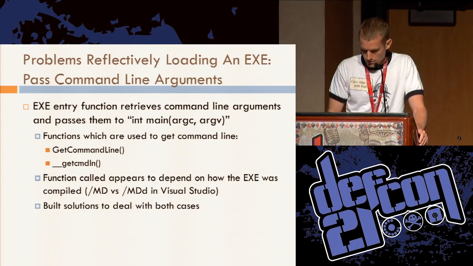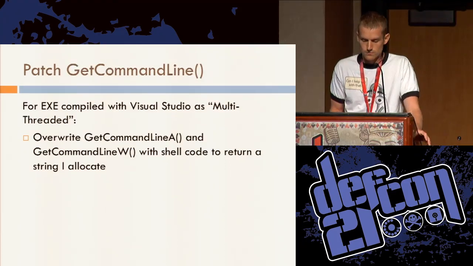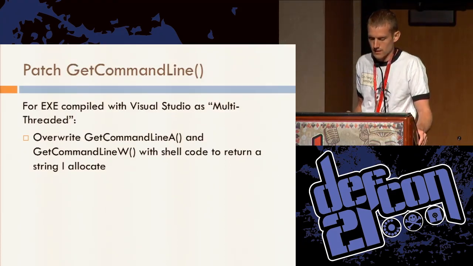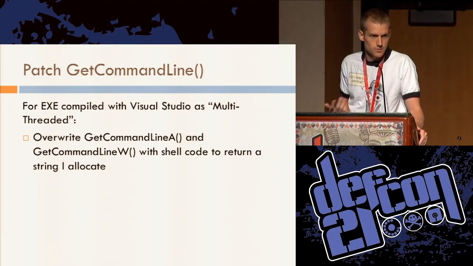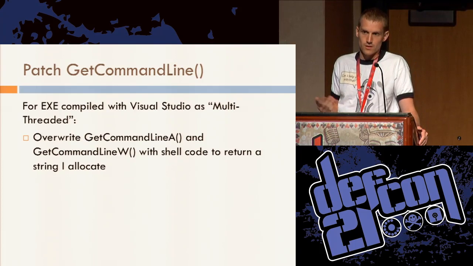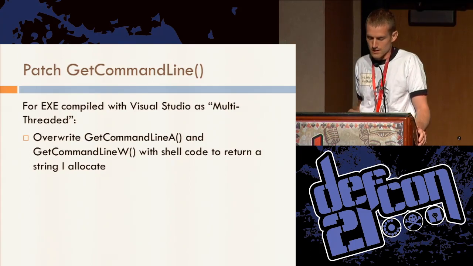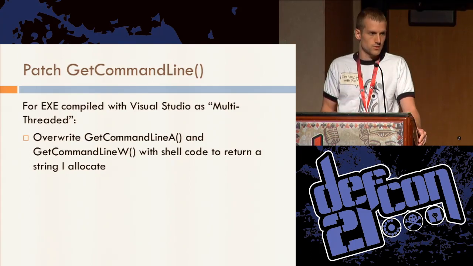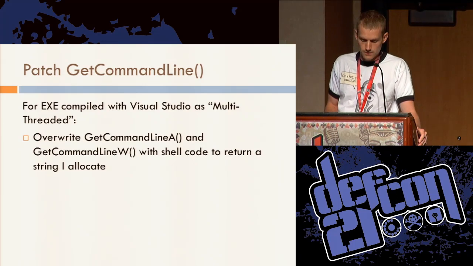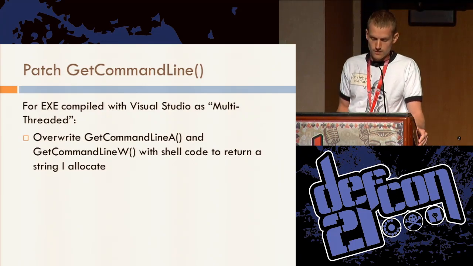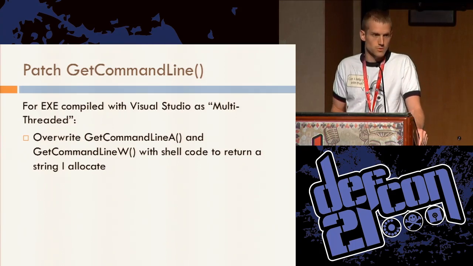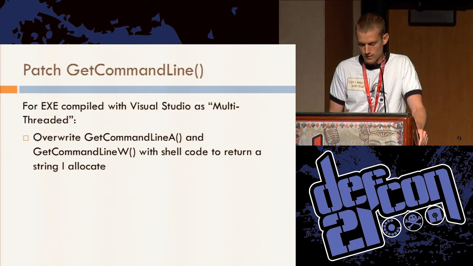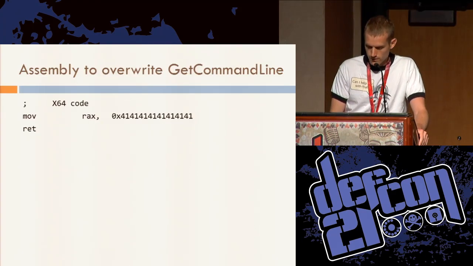So I had to create solutions for both of these functions. Patching GetCommandLine is super easy. GetCommandLine is a function that takes no arguments and it just returns you a string pointer to the command line arguments with no formatting or anything done. So all you need to do in PowerShell is just allocate a string on the heap and then overwrite the function GetCommandLine with shellcode that just returns the address of the string that you allocated. So very, very simple, right?